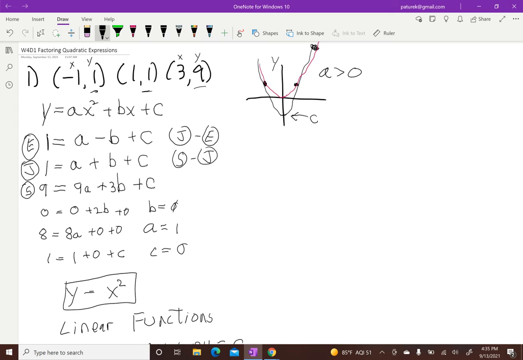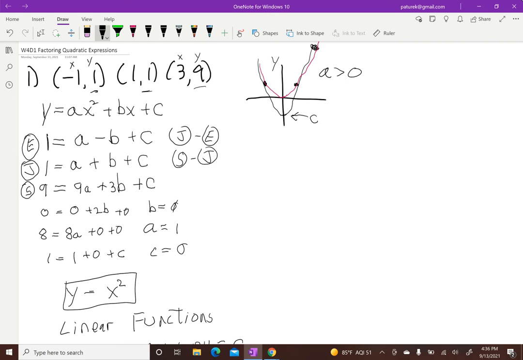Then we subtracted the middle equation from the bottom equation. And that led to 8 is equal to 8a. We already know that b is equal to 0, so plus 0 plus 0, because the c's canceled out. So now we have the value of a. a is equal to 1.